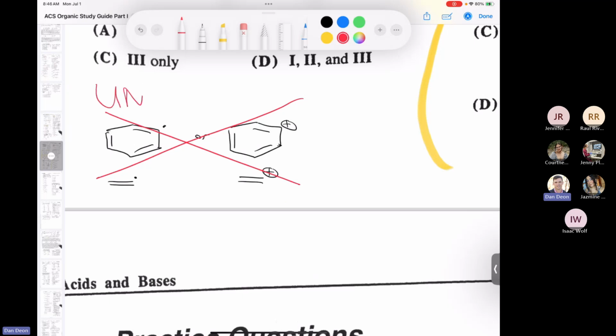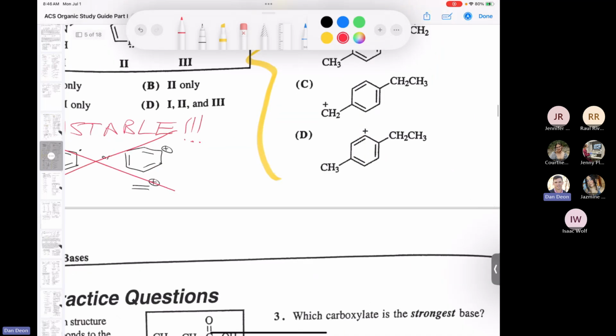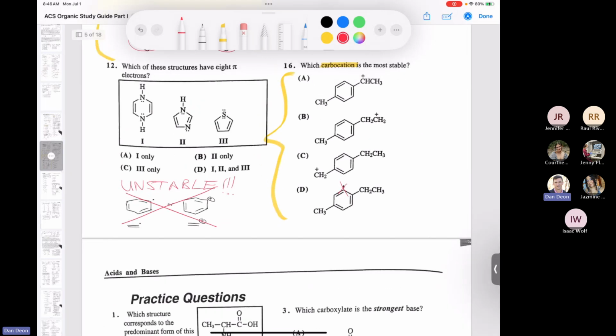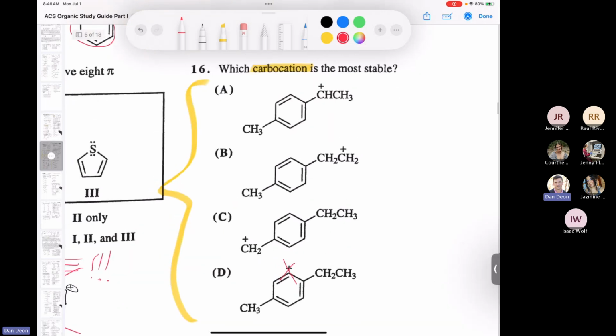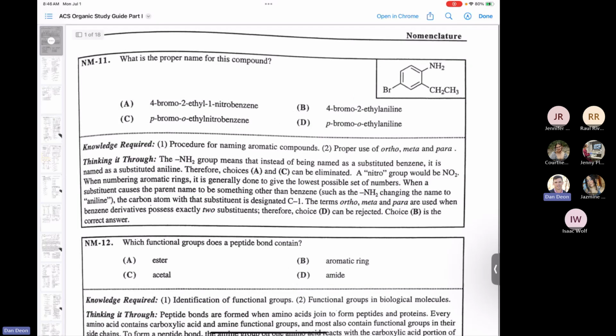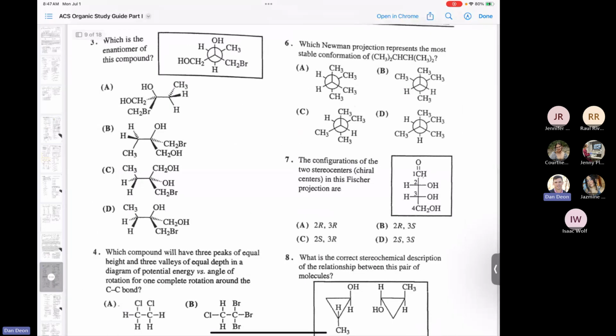These are unstable, okay? It's a huge, huge red flag. So if you see a positive charge on a double bond like that, that is a big time no, not happening. Now, if we look at the other carbocations, you see that in A, the carbocation is secondary, but it's also benzylic.